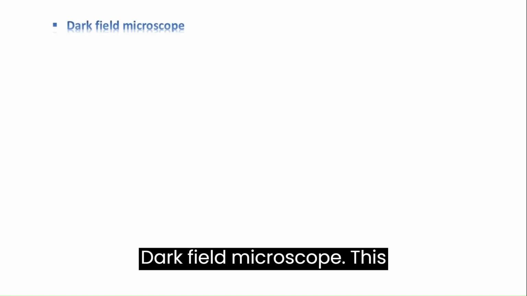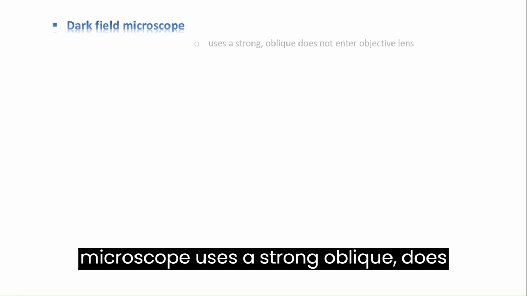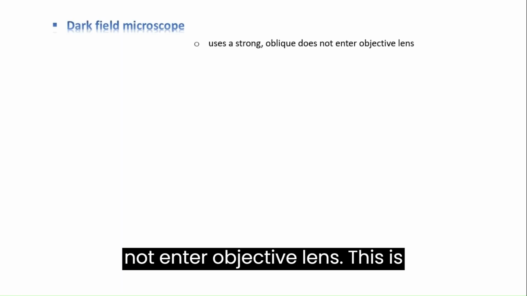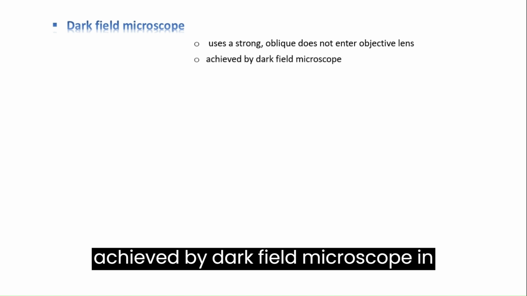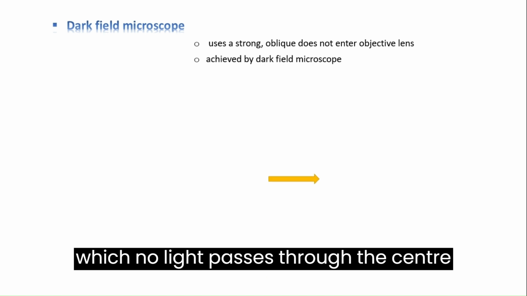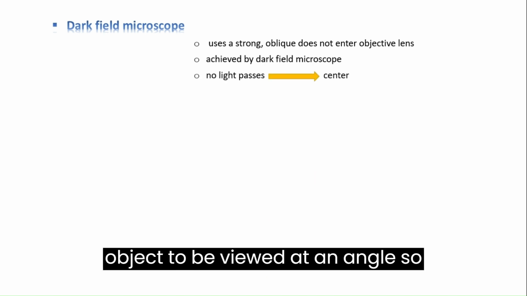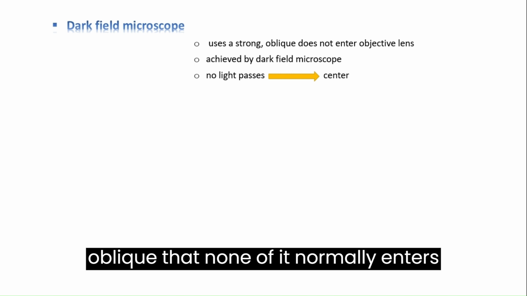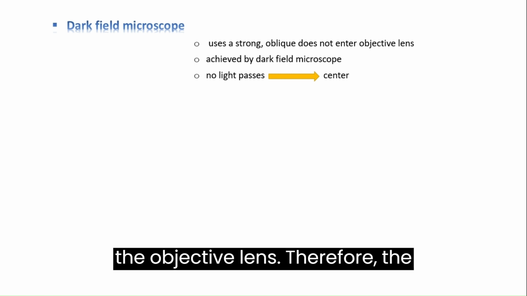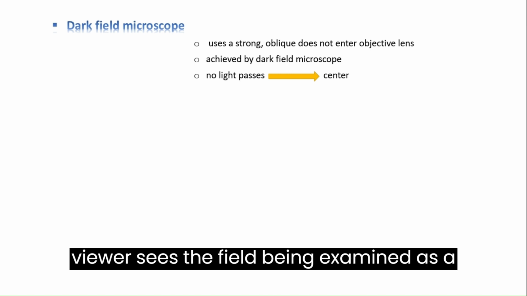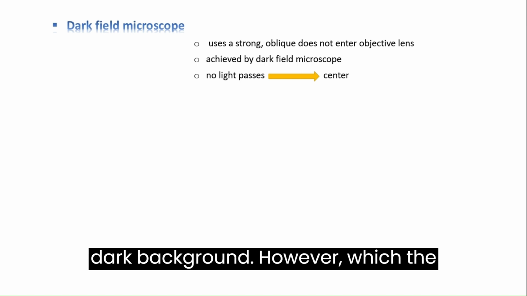Dark field microscope. This microscope uses a strong, oblique light that does not enter the objective lens. This is achieved by a dark field condenser, in which no light passes through the center of the lens. The light thus reaches the object to be viewed at an angle so oblique that none of it normally enters the objective lens. Therefore, the viewer sees the field being examined as a dark background.